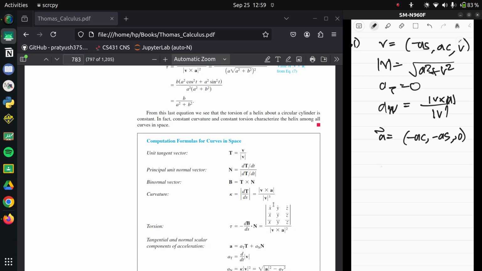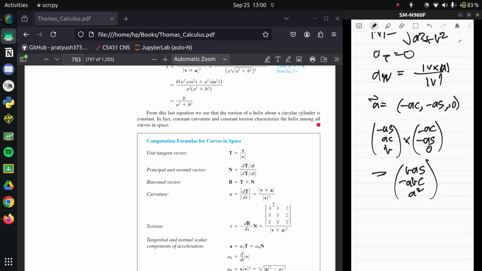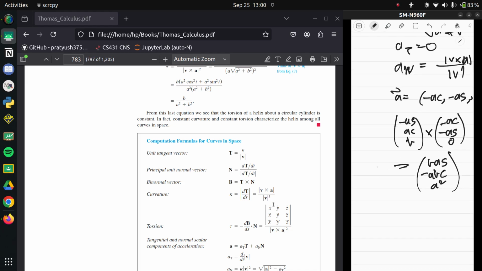So now what we want is v cross a. It's going to be minus a sine, a cosine, b crossed with minus a cosine, minus a sine, and 0. So that's just going to be this and that. It's 0 minus a, so it's plus b a sine, minus a b cosine, and that cancels. So it's just minus a b cosine. And then the last one is a squared sine squared plus a squared cosine squared, so just a squared. Right, so this is what your v cross a is.